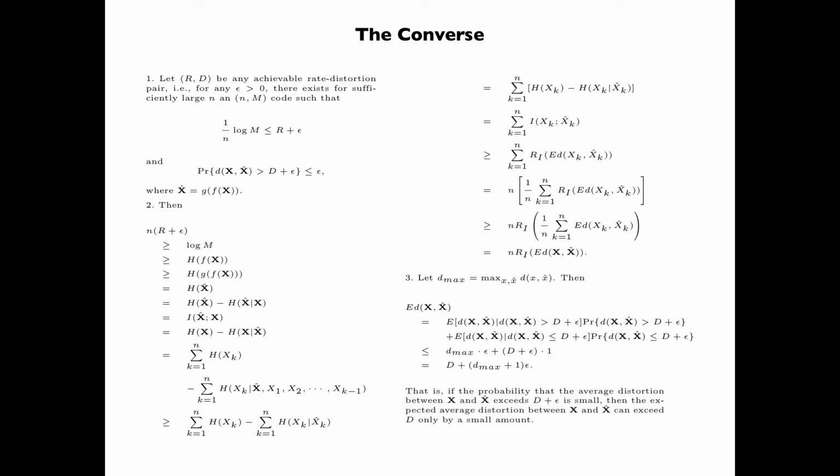That is, if the probability that the average distortion between the source sequence x and the reconstruction sequence x hat exceeds D plus epsilon is small, then the expected average distortion between x and x hat can exceed D only by a small amount, because in the above, d_max plus 1 is a constant. And so, if epsilon is small, then (d_max plus 1) times epsilon is also small.